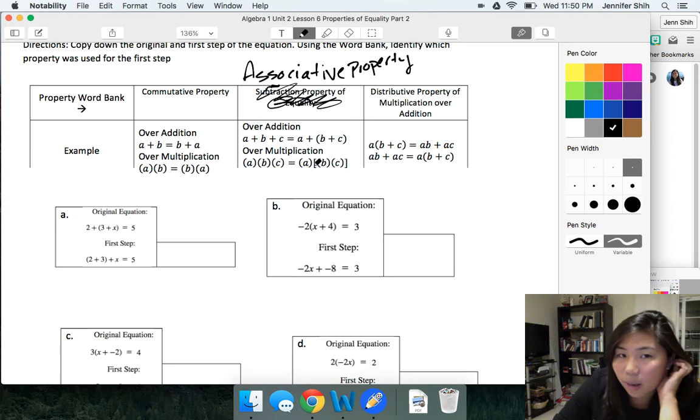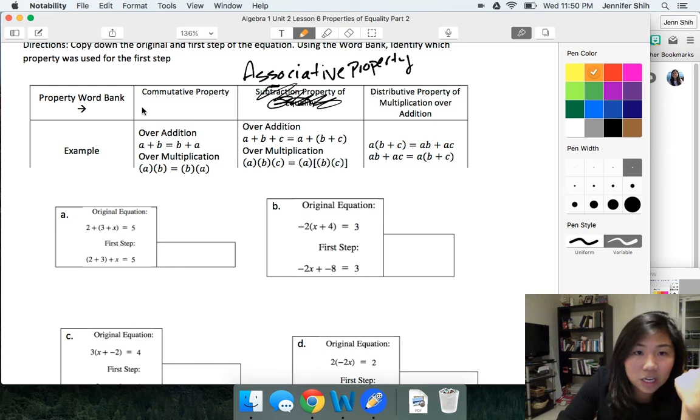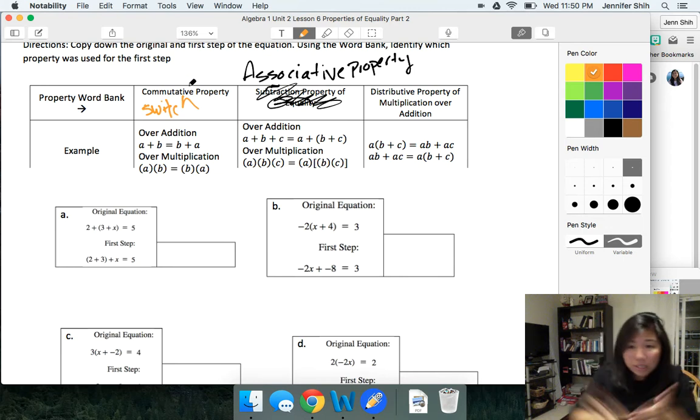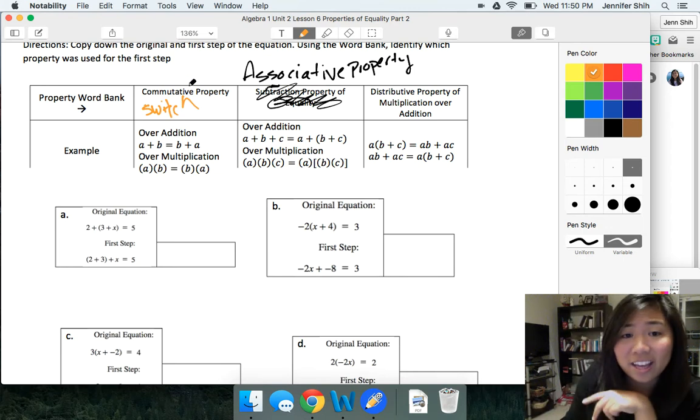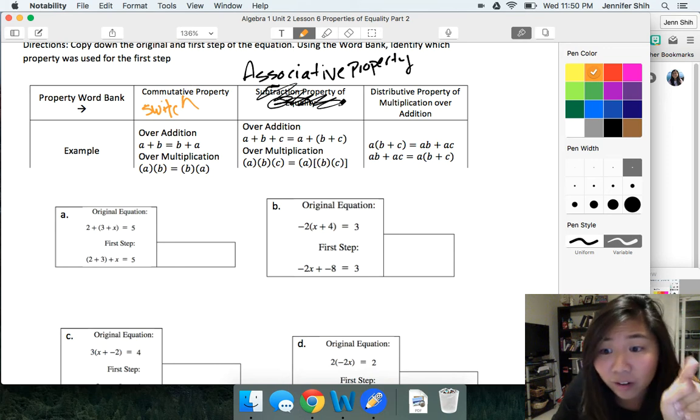So just to recap, our commutative property is when it switches. So if you want to, this is how you annotate. You'll write switch next to commutative. And if I see this on your test, that's okay. If I see this on your quizzes, that's okay. If I see it on your homework, that's okay. If I see it on your classwork, that is okay to do. This is annotating. This is a very valuable skill.